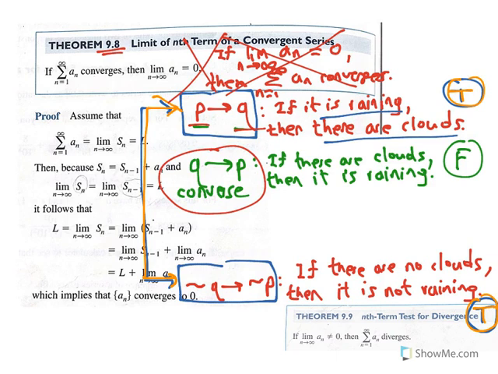So you can never look at the nth term test for divergence. If the limit of a sub n as n approaches infinity is not equal to 0, then the series must diverge. However, you can never say that if the limit of a sub n as n approaches infinity is equal to 0, the series converges. That's just not valid.